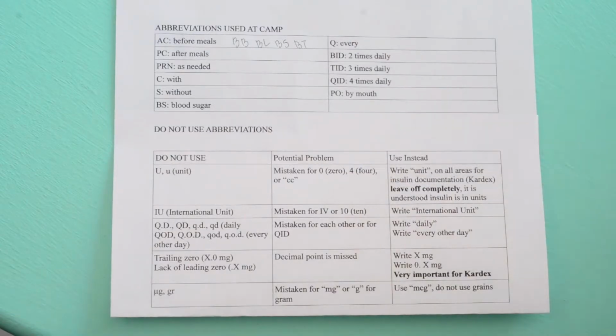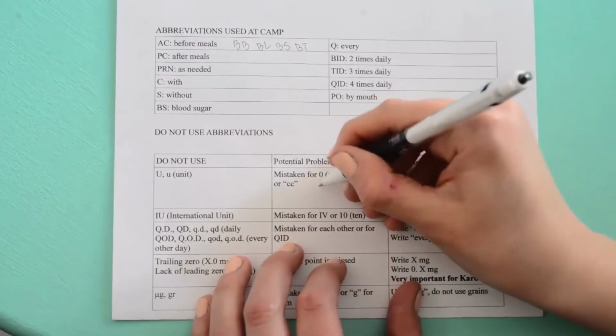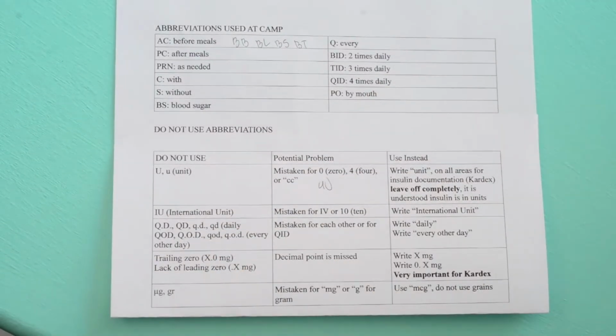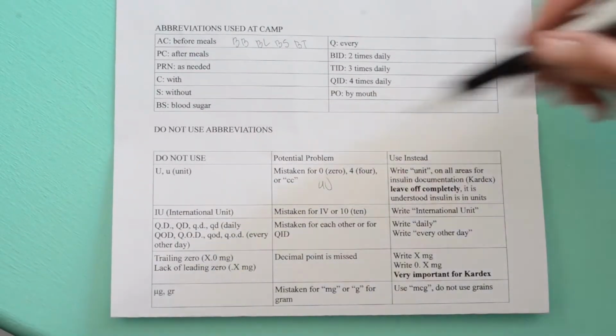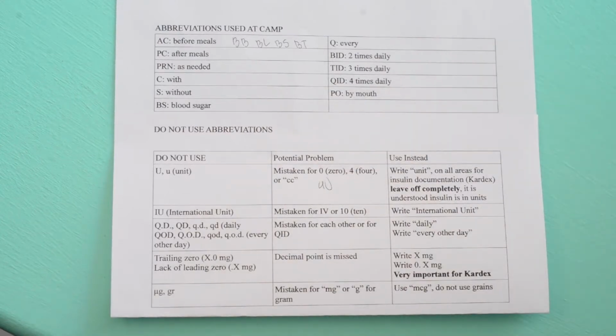These are often mistaken for zeros or fours and are often a huge issue, particularly given, say you were to write 4 units, especially if you write it a bit sloppy like I just did, that can look like 40, so it could mean 40 units. This is why this is a do not use abbreviation. So here at camp, we typically leave it out completely.